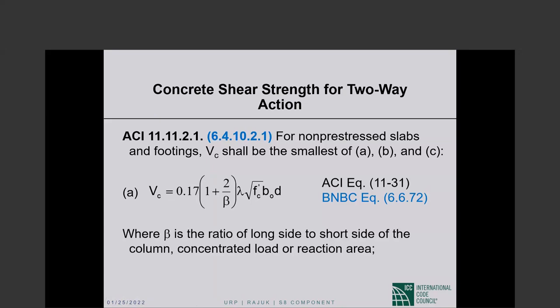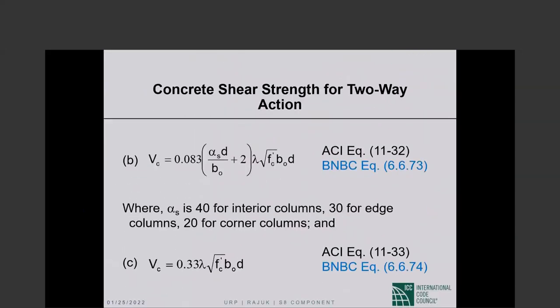Lambda is the lightweight concrete factor. For normal weight concrete, it's 1. f sub c prime, you know. b sub 0 is the perimeter of the critical section. d is the effective depth. Beta is the ratio of long side to short side of the column, concentrated load or reaction area. The second expression is here. Now there is an alpha sub s, which is 40 for interior columns, 30 for edge columns, 20 for corner columns. Then d, b sub 0, everything else in that expression you know. So that is the second expression.